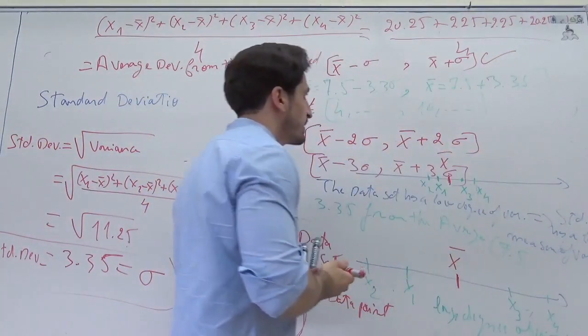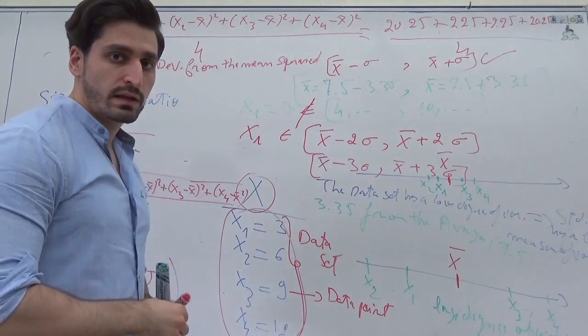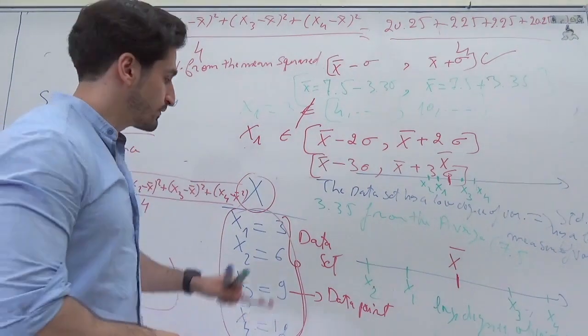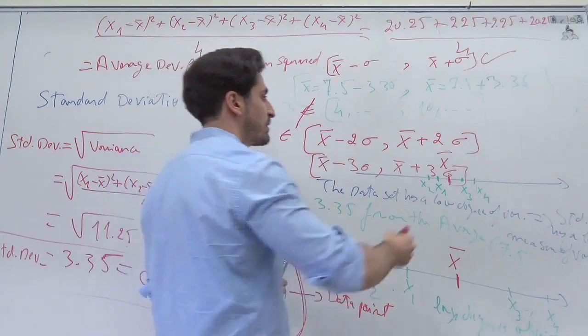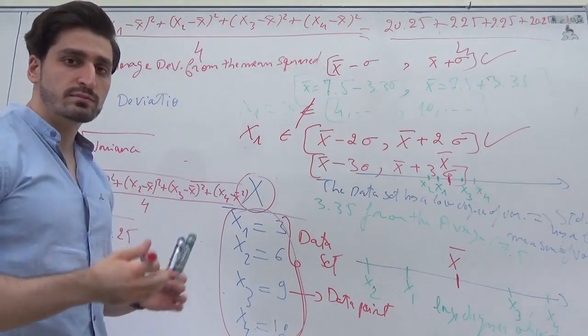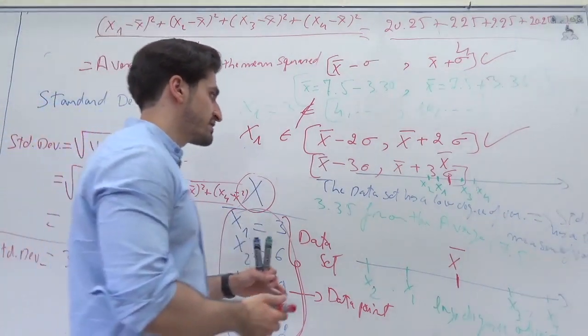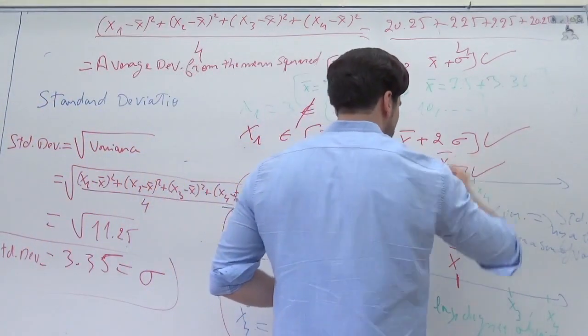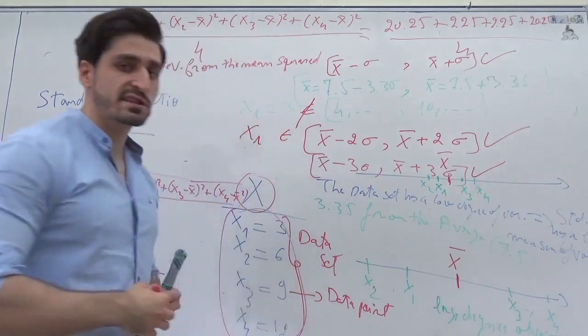x bar minus sigma and x bar plus sigma, and up to 95% of your data points are usually found in x bar minus 2 times sigma and x bar plus 2 times sigma, and up to 100% or 98% of your data points are found in x bar minus 3 times sigma and x bar plus 3 times sigma.